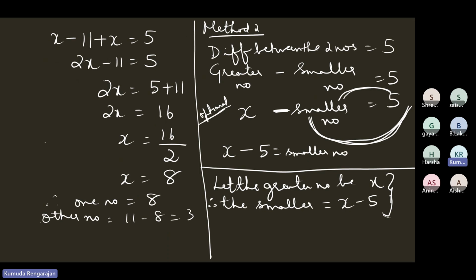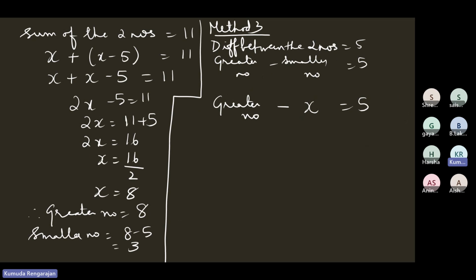In the previous slide I'm showing, we have assumed the greater number is x. If we take the smaller number as x, then the greater number in terms of x will be minus x. When transposed, it becomes plus x. X plus 5, or you can write 5 plus x, both are the same. So this is the answer.